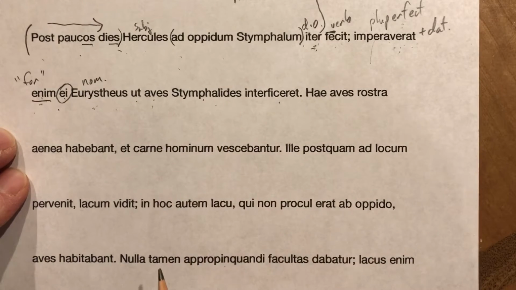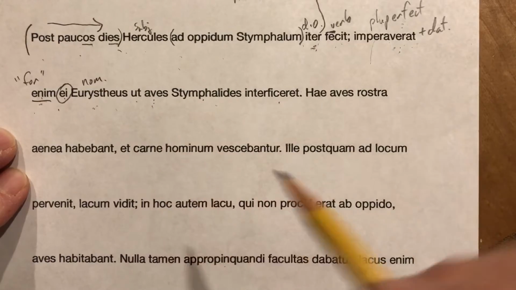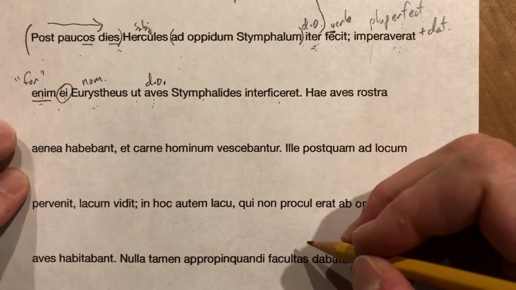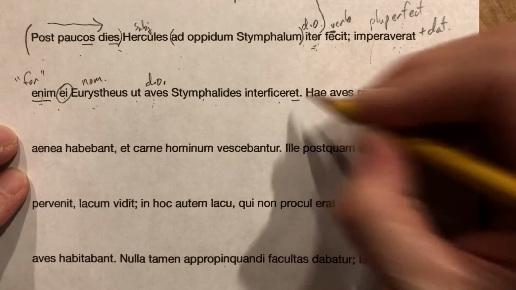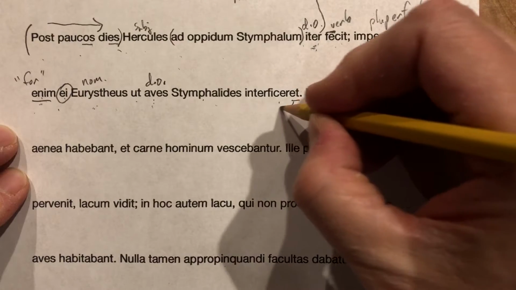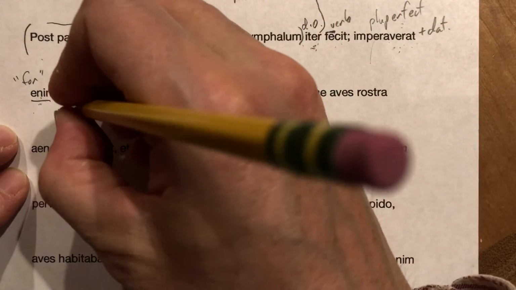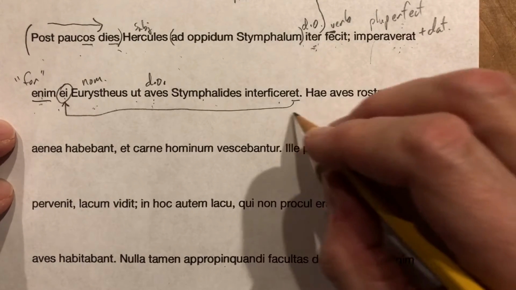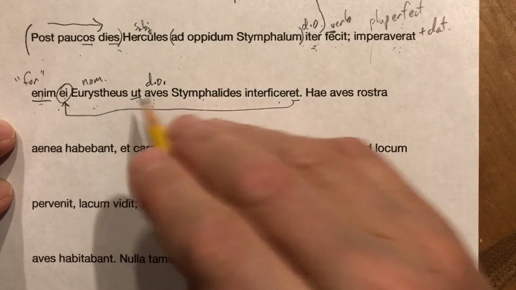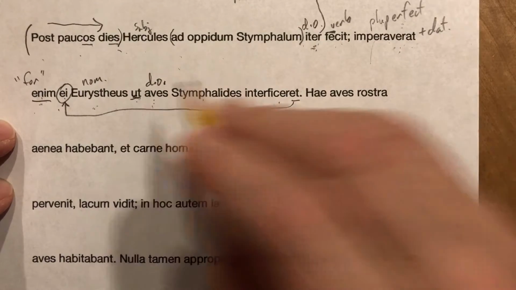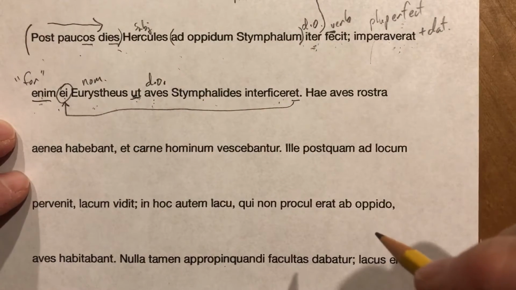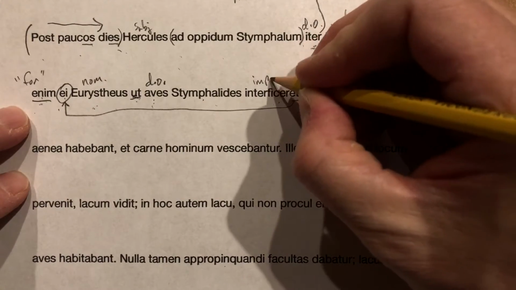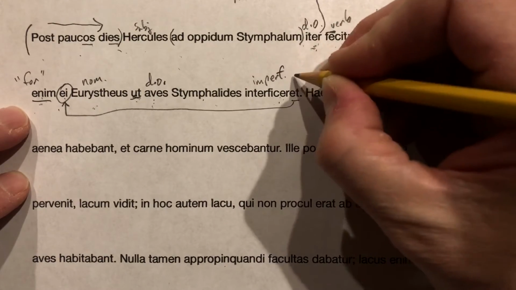This is an adjective. Just modifies that. That's your direct object right there. Interficeret, the subject of this goes all the way back to Hercules. He ordered Hercules that he kill, or to kill. You can translate it either way. And here we have an imperfect subjunctive.